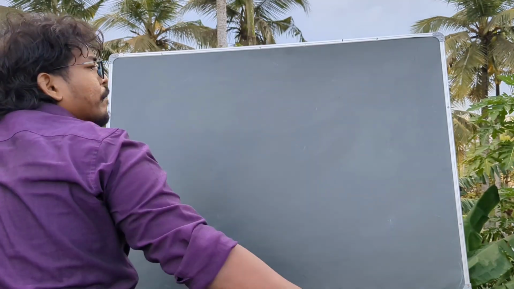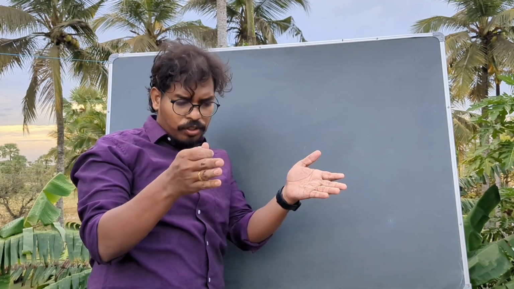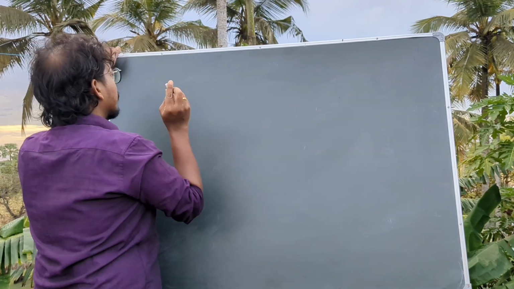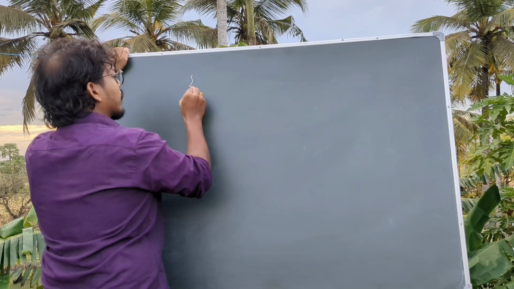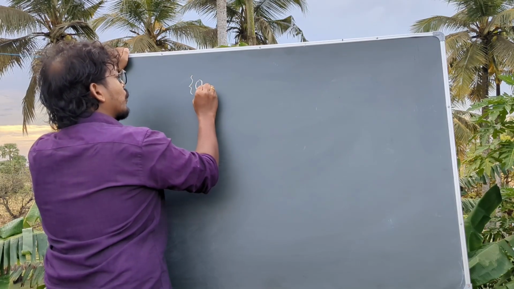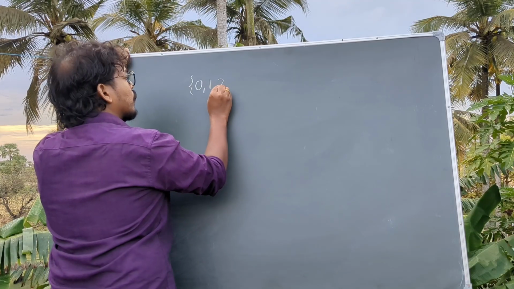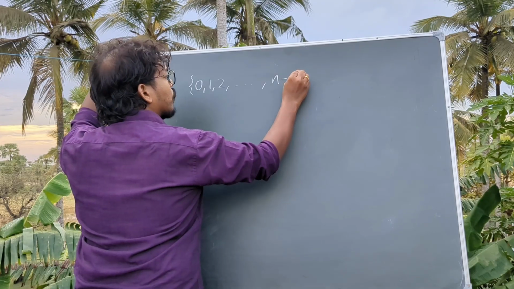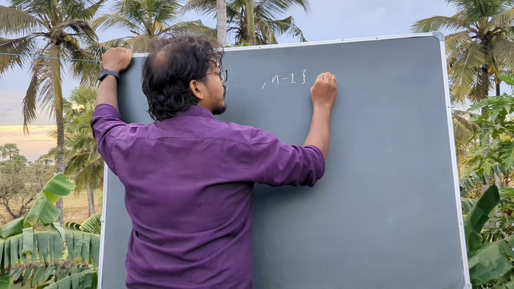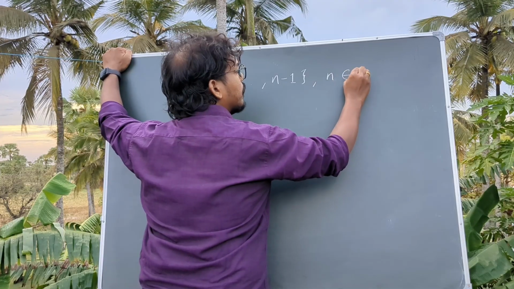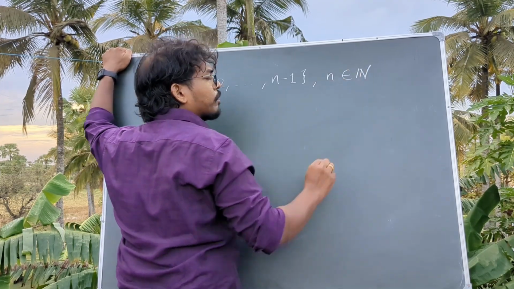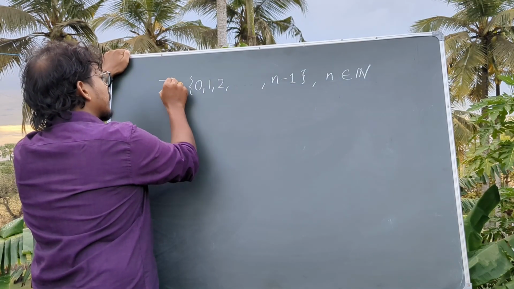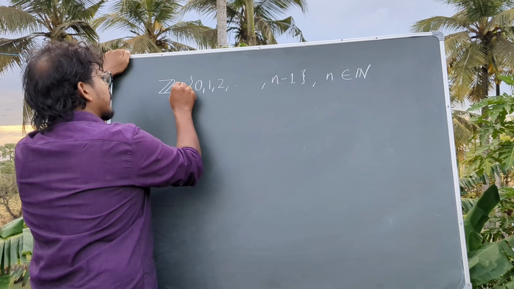Like every game has a set of elements which decides its structure and gameplay, we will have a set of elements here, and the elements are 0, 1, 2 up to n minus 1. And what is n here? n is a natural number, and this set has a special name. This set has the name Zn.